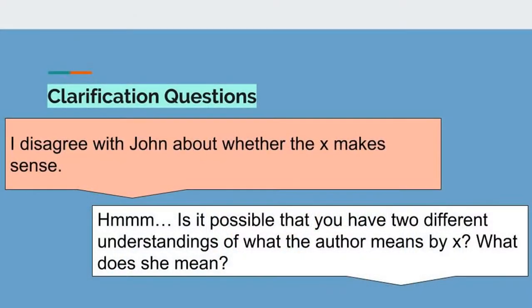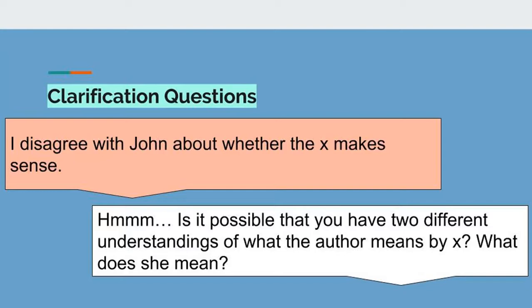Another kind of clarification that I have found is often necessary is when different people in a group disagree about something regarding the text. Maybe they disagree about whether a point is persuasive, or maybe they disagree about what a character did. I often find that it seems to me during the discussion that it's because the 2 people have different understandings of what the author means.